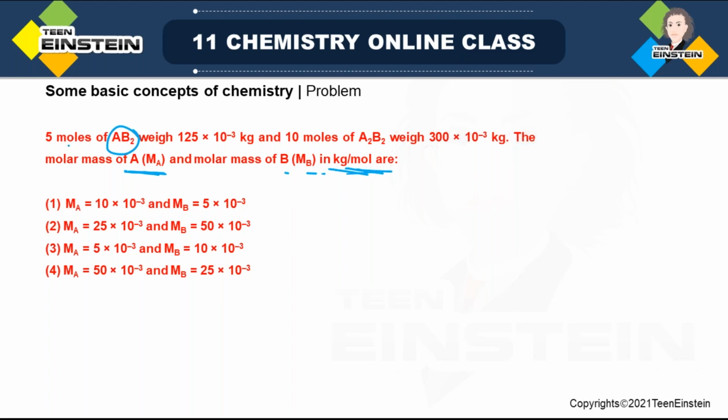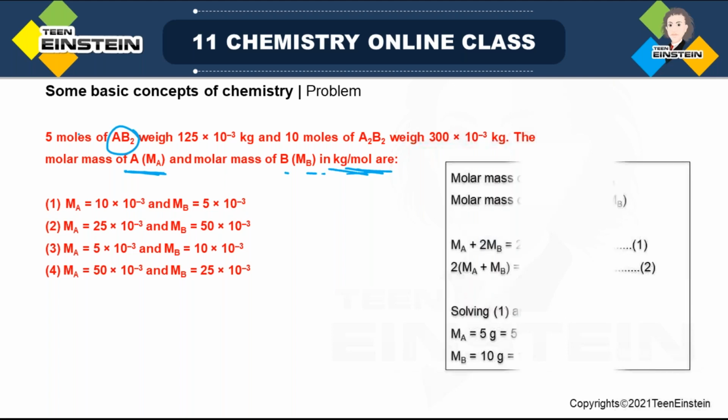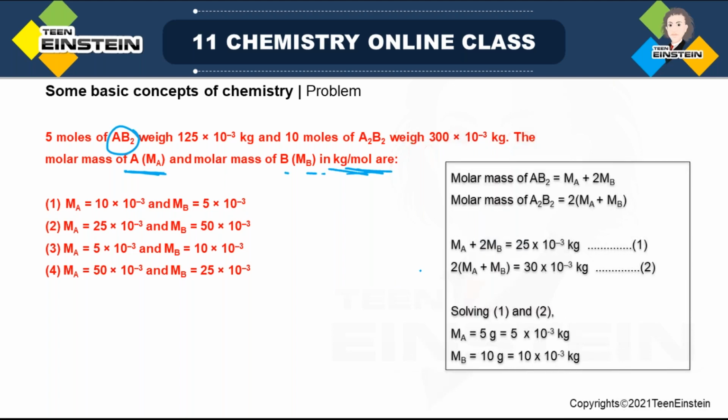From the formula AB2, you can write that Ma plus 2Mb, okay, Ma plus 2Mb, should be equal to this, because when it is Ma plus 2Mb, it is for one formula, that is 1 mole AB2. So for 5 moles, it is 125 10 to the power minus 3. So for 1 mole, it will be 125 divided by 5, which is 25 into 10 to the power minus 3.